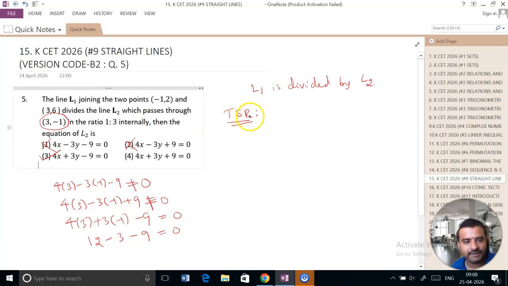See, whenever the line passes through the given point, if your equation is in x and y, you can use this time saving result. The given point should satisfy the equation. That will be your answer. So option 3 is the right answer.